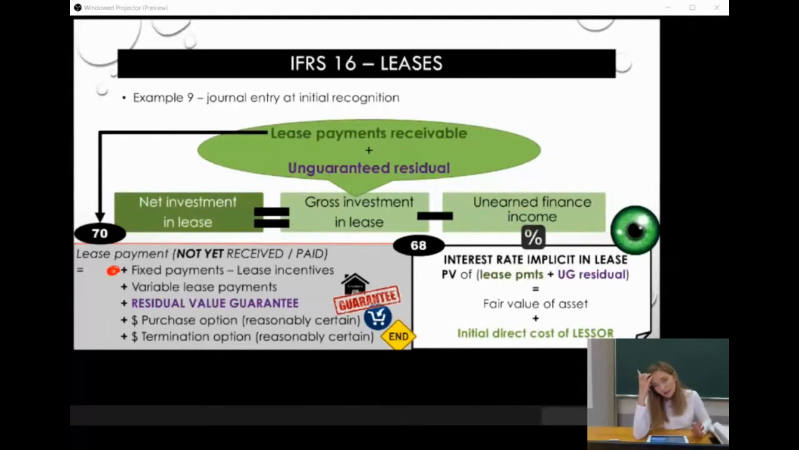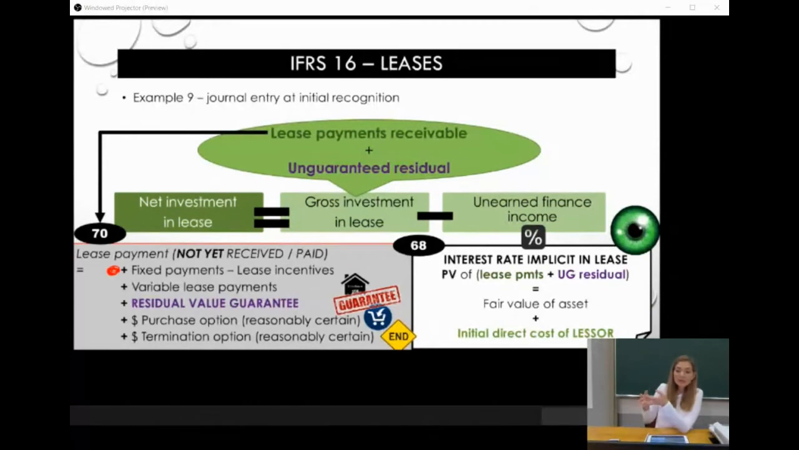But like I said, think about it, almost put your FPS hat on. Think about return on investment. So the lessor is giving something up on day one. It's giving up the asset as well as maybe some cash for initial direct costs.